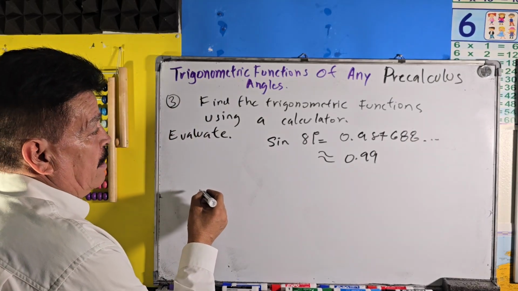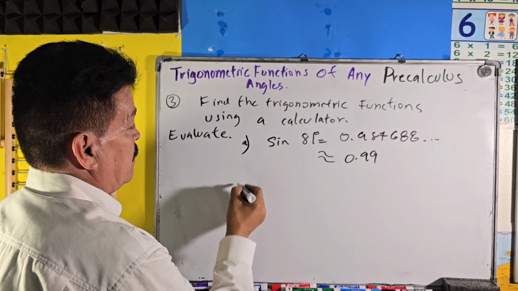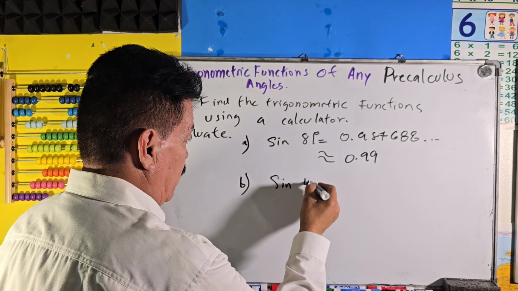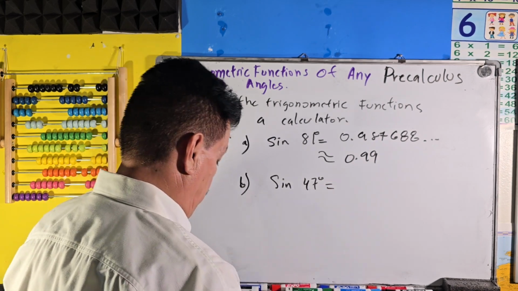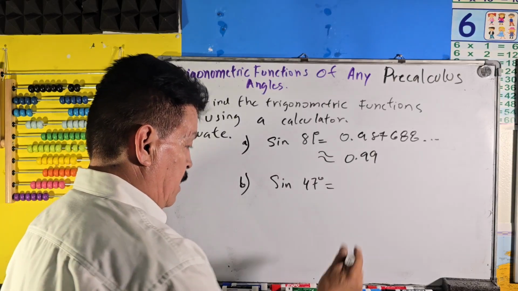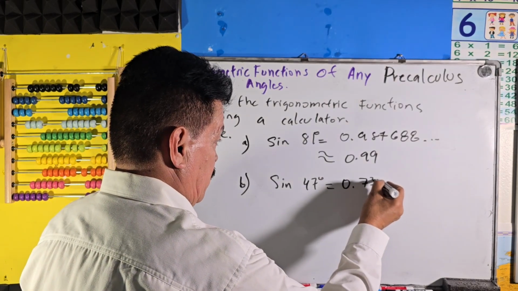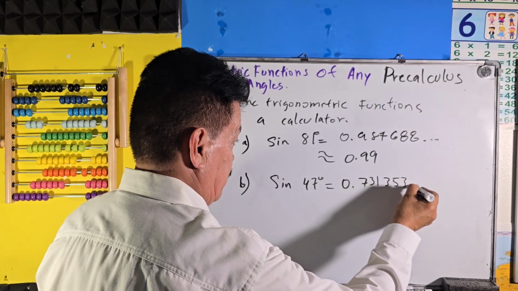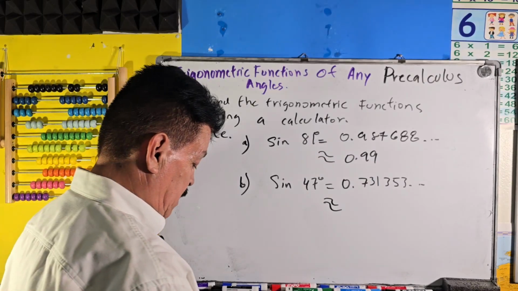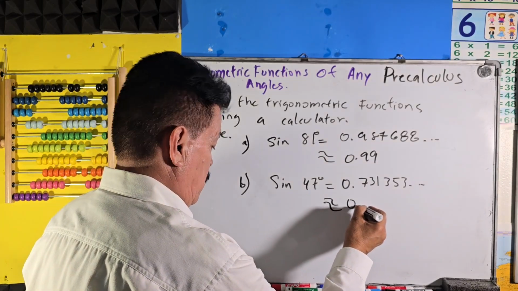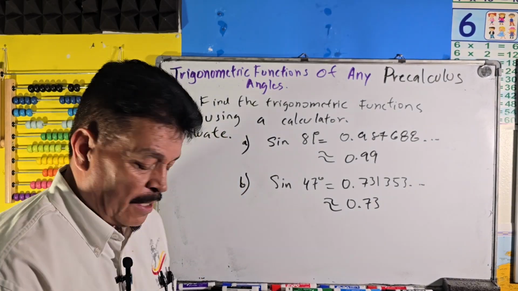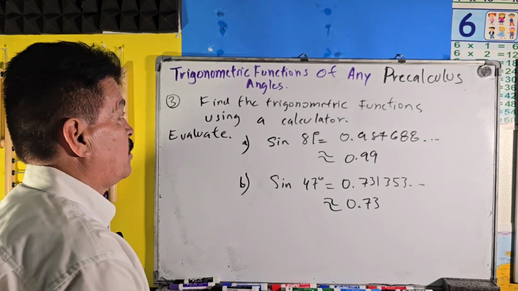Let me show you another problem. This is problem B. Sine again, 47 degrees equals 0.731353. So rounded, it is 0.73. That's it.